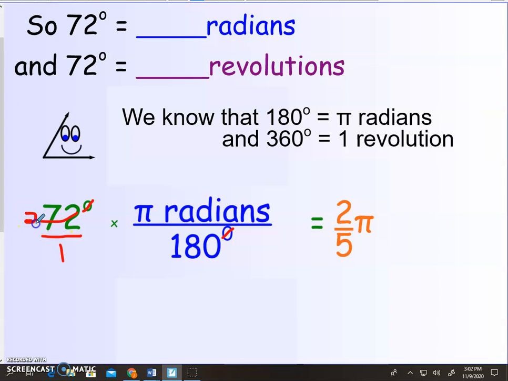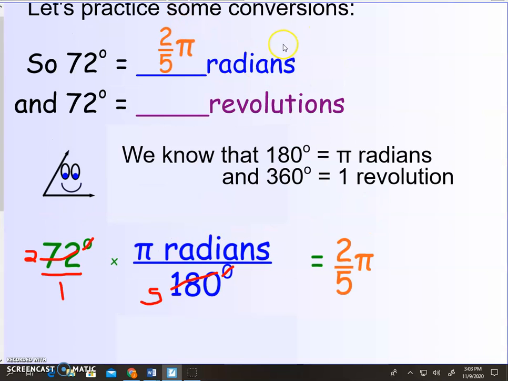Hint, the common factor they share is 36. 36 goes into 72 twice. 36 goes into 180 5 times. That's how I got 2 pi over 5. And it doesn't matter if you put the pi off to the side or up in the top. But that's how you get 2/5 pi radians.